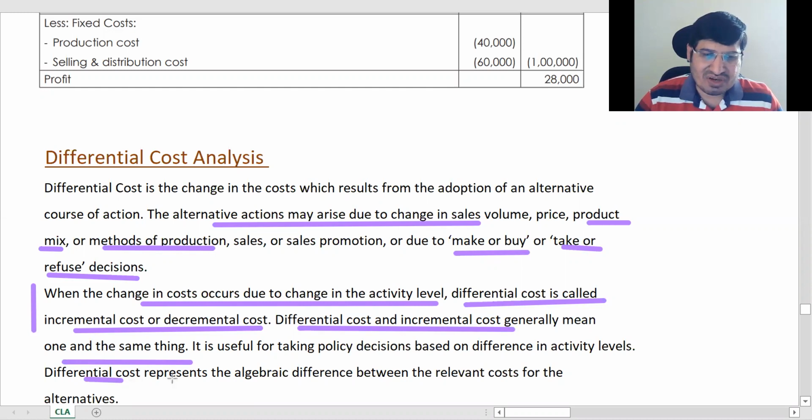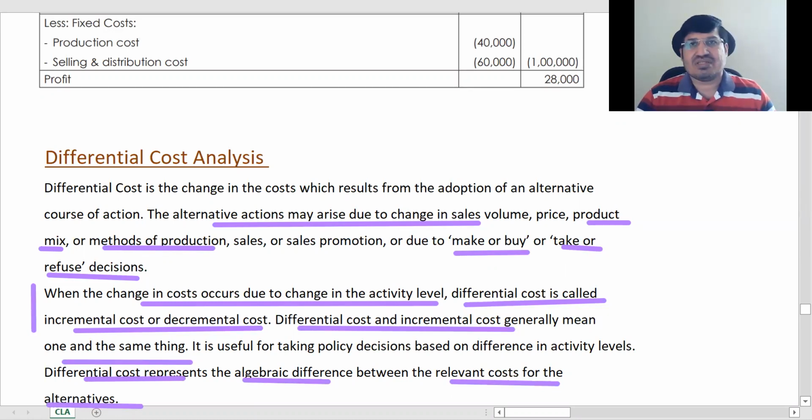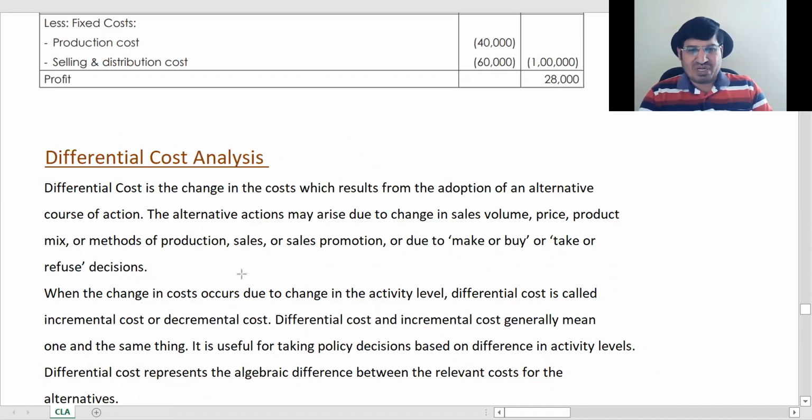Differential cost is the algebraic difference between relevant costs of alternatives. Correct, relevant costs. So you all know what is relevant and irrelevant cost, I'm sure. This point I have already explained to you. Differential cost represents the algebraic difference between relevant costs of alternatives. Then we will see what relevant cost is.